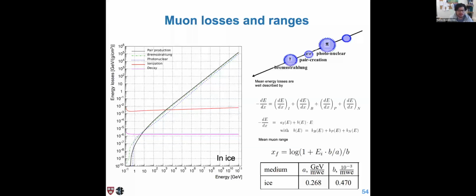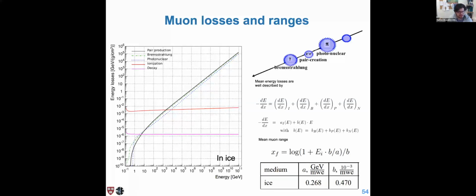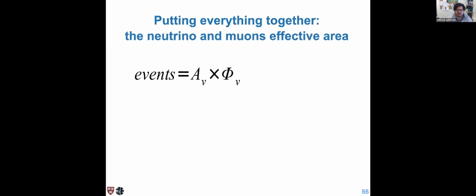And somewhere around the TeV, those are going to be the dominant energy losses. And below TeV, it's going to be ionization dominated. Okay. So now I can think about putting everything together.